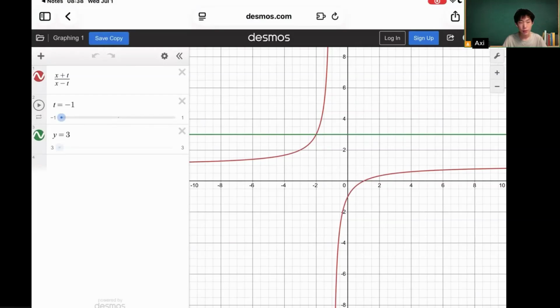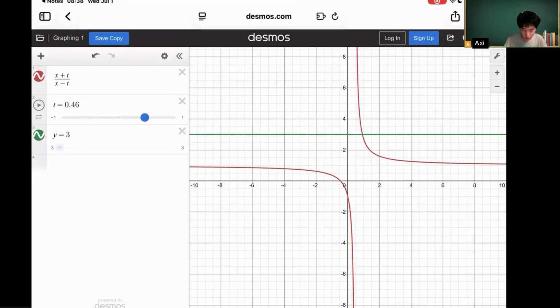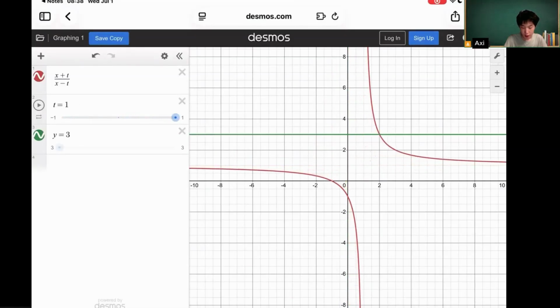And the red lines represent x plus t over x minus t, while t can be changed. So since t ranges from -1 to 1, let's see what happens when we pull it from -1 to 1. It first closes in, then at some point it pops, which is t equals 0. It is quite easy to understand: when t equals 0, the original expression equals x over x, which is simply 1. And then when we keep on moving, the same pattern appears again, and then it slowly moves towards the other side.